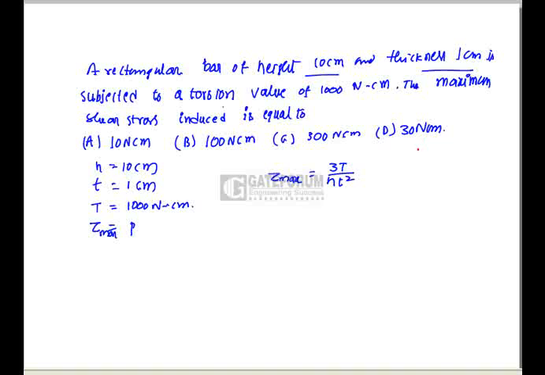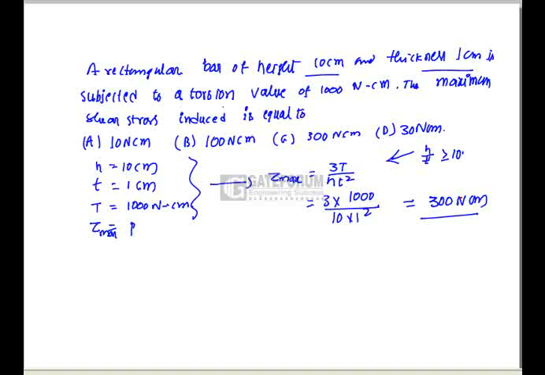For a rectangular bar subject to a torsion having h by t greater than or equal to 10, this equation is going to be valid. So by substituting the values in this equation, 3 into 1000 by h is 10 into 1 square, is equal to 300 Newton per centimeter square. So option C is correct.